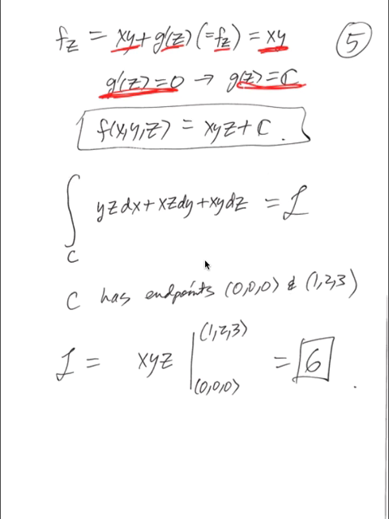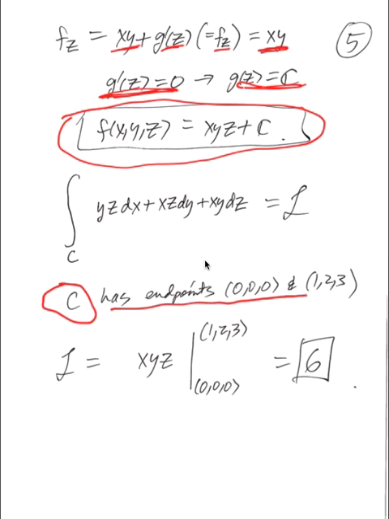And a potential function for us would be xyz plus any arbitrary constant. Okay? Now, let's say I was interested in computing the line integral over some C, and all I know about C is that it's smooth and has endpoints 0, 0, 0 and 1, 2, 3. So I'm going to be going this way, from 0, 0, 0 to 1, 2, 3. Okay, so let's say we go that way.